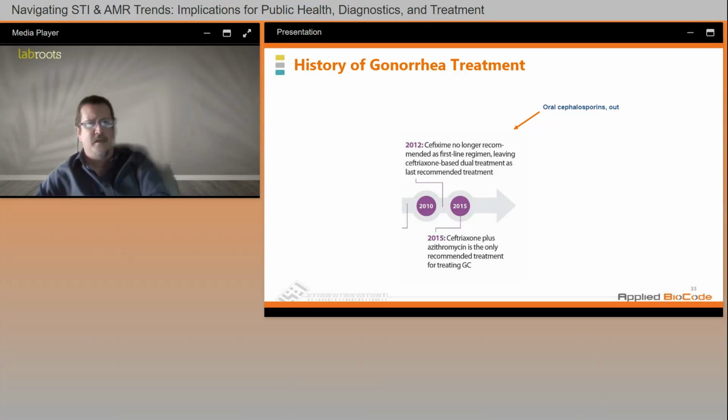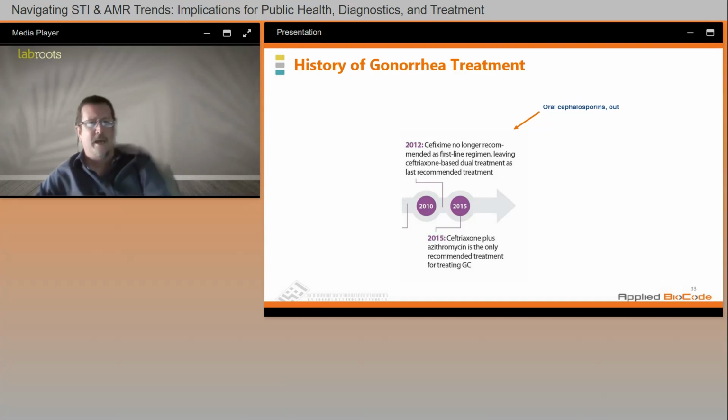So the recommendations to treat gonorrhea were switched. And in 2015, we were now at the place where gonorrhea needed to be treated by an injectable cephalosporin, and that is ceftriaxone in combination with azithromycin. So think about that. Gonorrhea in 2015, the firm testing treatment recommendation was 2 drugs. And you could say, wow, that's an oral azithro and an injectable cephalosporin.